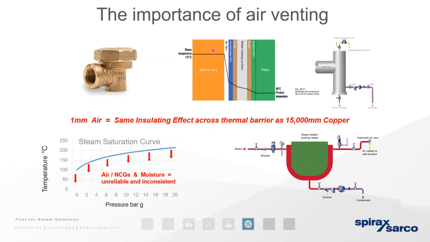And here we can see barriers to steam or heat transfer, and we can see as we supply steam at 1 bar, we hit this air film and we can see a dramatic drop in temperature going across these films. So once we finally get to our product, we can see that we have lost quite a bit of temperature within the system. And as the slide says, 1 millimeter of air has the same insulation effect across the thermal barrier as 15,000 millimeters of copper. So we want to get rid of air within the system as well as non-condensable gases.